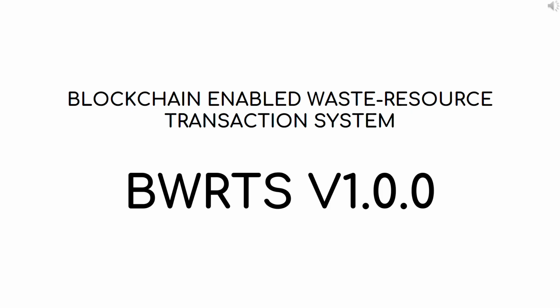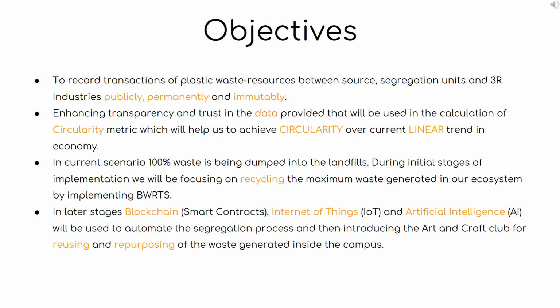Blockchain-enabled Waste Resource Transaction System (BWRTS) version 1.0.0. The objectives of this system are to record transactions of plastic waste resources between source, segregation unit, and recycling industries publicly, permanently, and immutably, enhancing transparency and trust in the data that will be used in the calculation of circularity metric. This metric will help us to achieve circularity over the current linear trend in economy.